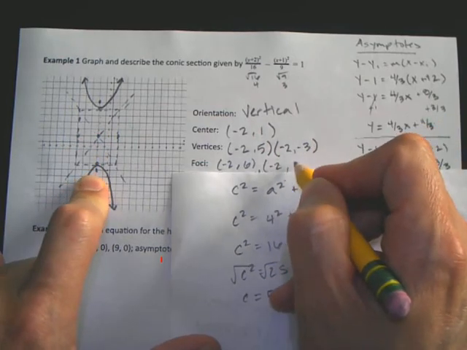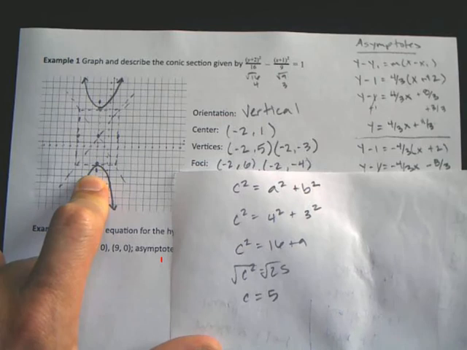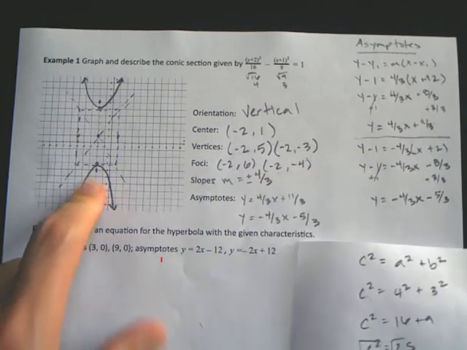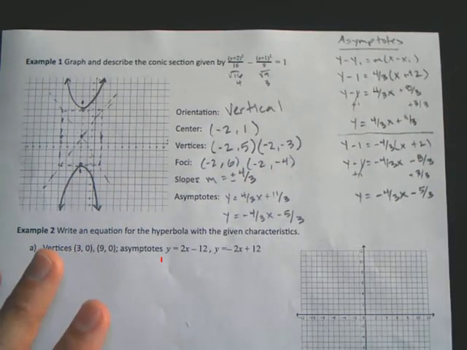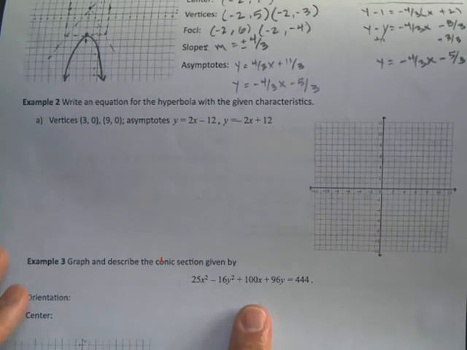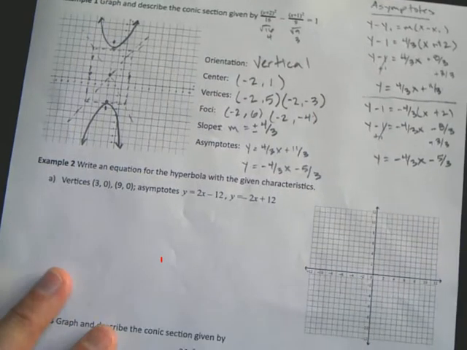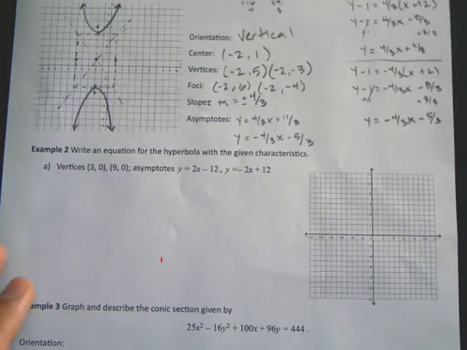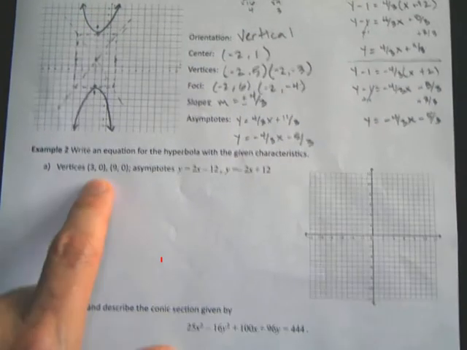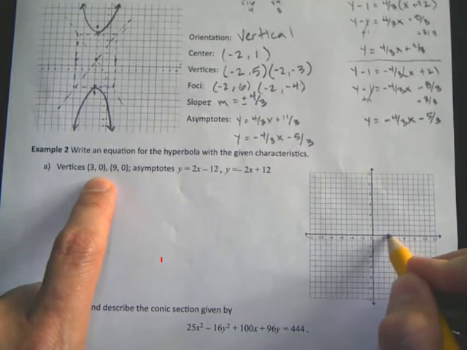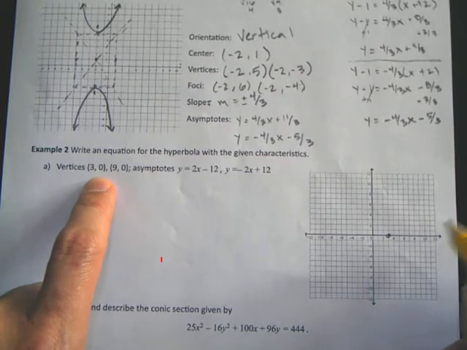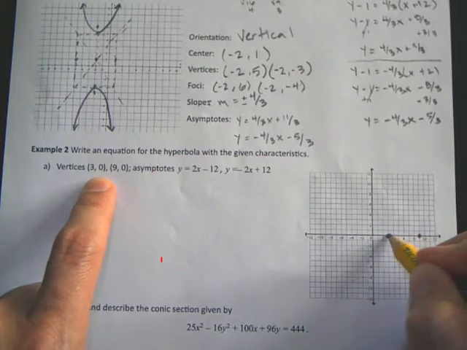Alright, and there we have all the important information for asymptotes based upon standard form. Number 3, they don't give us standard form, so we're going to have to do all that work. We'll do that in a minute. Let's talk about this one. Write an equation for the hyperbola with the given characteristics. Let's first graph the points given. 3, 0, beautiful, and 9, 0, beautiful. What's very important to understand is they tell us these are vertices.